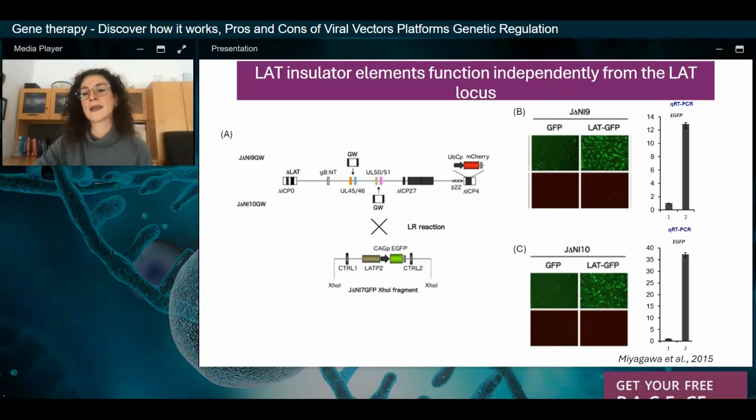We transduced, again, human dermal fibroblasts, as you can see in B and C, independently of where in the genome this cassette is located. As long as it is surrounded by the viral insulator, we still observe robust transgene expression.